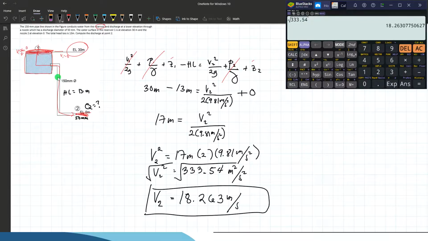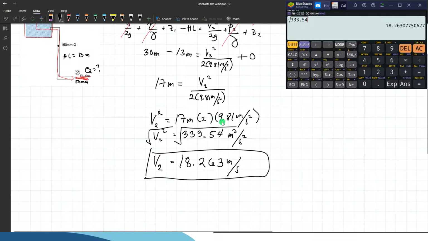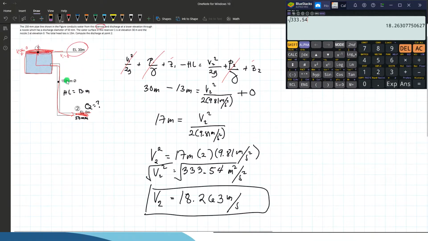Okay, class, based on the given, the 150 mm diameter pipe is not used. It can be used only if point 1 is located within this pipe. That's when we consider the cross-sectional area where we have a diameter of 150 mm. But since our point 1 is at the liquid surface, and the location is at the reservoir, we didn't consider the cross-sectional area for point 1, as well as we didn't consider this 150 mm pipe.